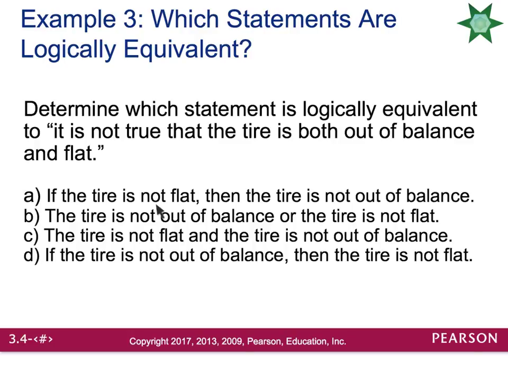Statement A would be: if the tire is not flat, then the tire is not out of balance. B would be: the tire is not out of balance or the tire is not flat. C would be: the tire is not flat and the tire is not out of balance. And D would be: if the tire is not out of balance, then the tire is not flat.